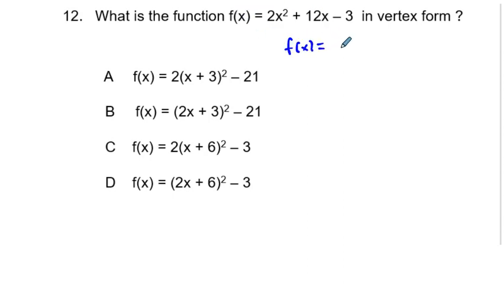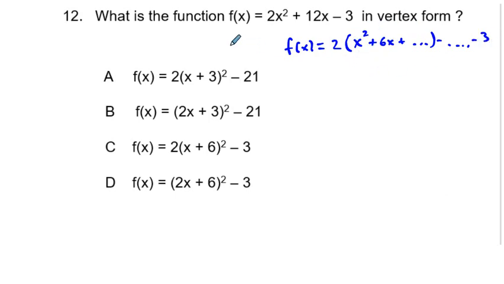So we're going to have f of x. We have the coefficient 2 of x squared. We bring that out front. So we have x squared, and then what times 2 equals 12x? Well, that's going to be 6x. And then we're going to add something to complete the square here, and we're going to subtract something over here on this side. And finally, we have minus 3.